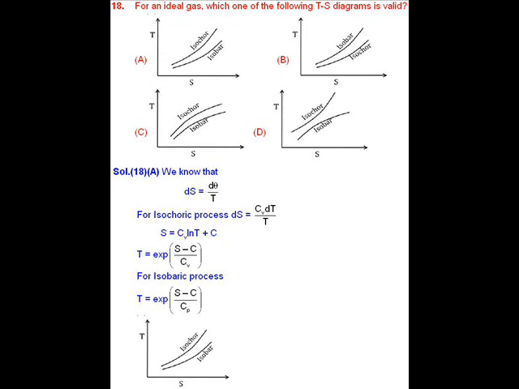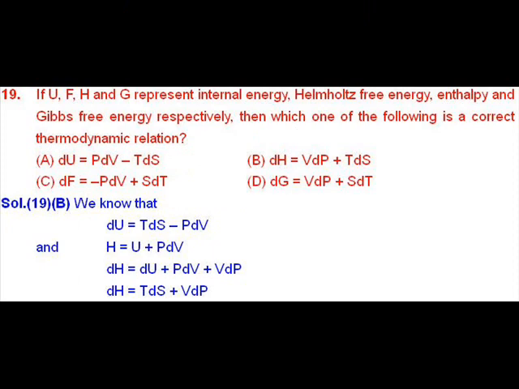Question number 19. If U, F, H and G represent internal energy, Helmholtz free energy, enthalpy and Gibbs free energy respectively, then which one of the following is the correct thermodynamic relation? So by the first law of thermodynamics, we know the change in internal energy is equal to TdS minus PdV. And by the thermodynamic relation, the enthalpy H is equal to U plus PV. The change in enthalpy dH is equal to dU plus PdV plus VdP.